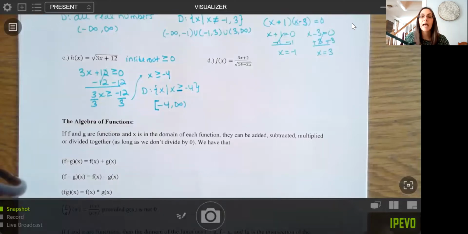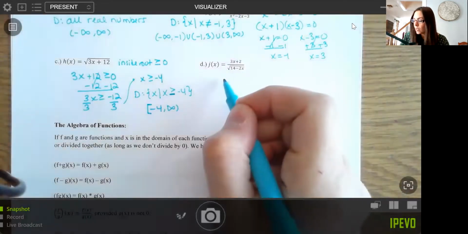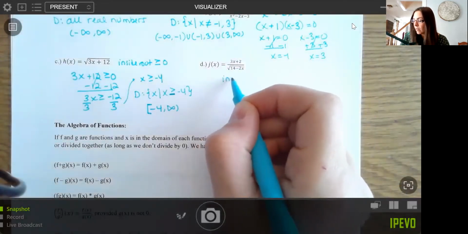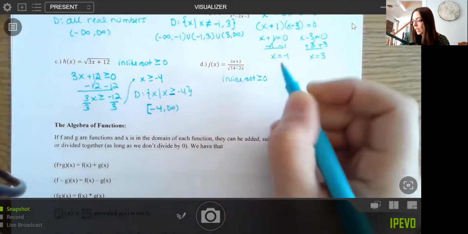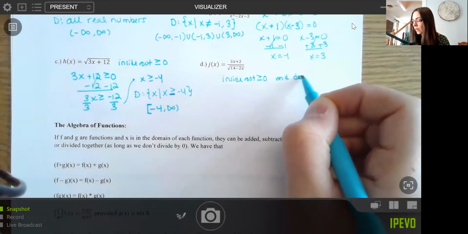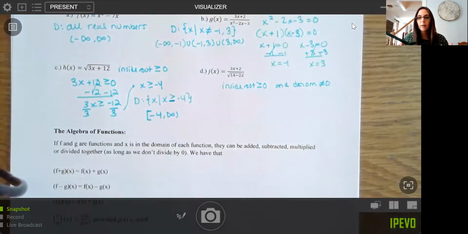And then finally, for our last one, here we sort of have a double issue. We have a denominator and we have a root. So we have two things we have to watch out for. So we need to make sure that the inside of the root is at least 0 and that the denominator is not equal to 0. So think about putting these two ideas together.